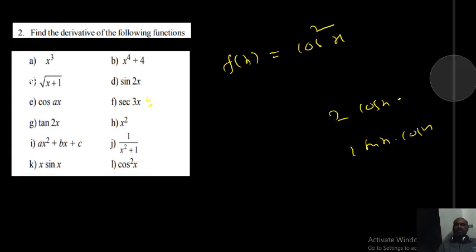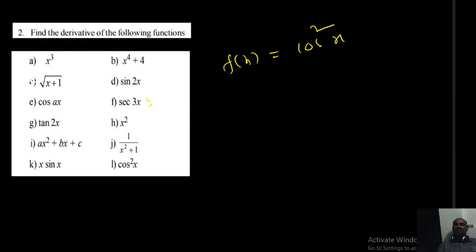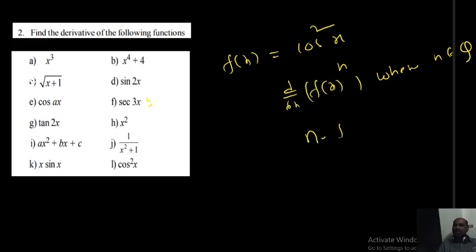Friends, how I did this is important. Just like f(x)^n, you want to find dy/dx, where n belongs to Q. How can you remember it? n times f(x)^(n-1) times f'(x). In this way, you can remember this result.